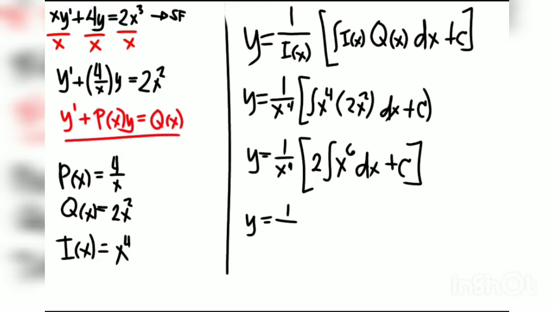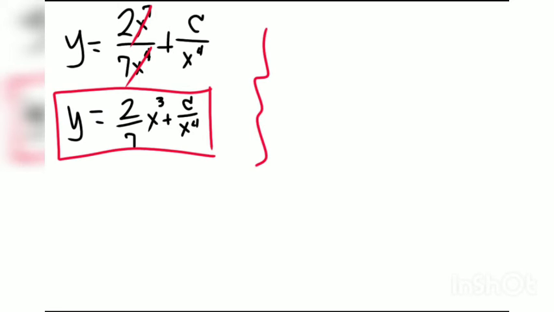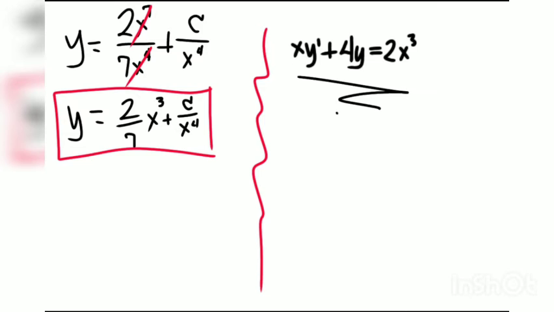And then we will integrate x raised to 6, which would give us 1 over x raised to 4 times 2 times x raised to 7 over 7 plus c. We have to simplify this and multiply everything by 1 over x raised to 4, and that would give us y equals 2x raised to 7 over 7x raised to 4 plus c over x raised to 4. And we have our final answer, or the general solution, which is 2 over 7 x raised to 3 plus c over x raised to 4. And this is the general solution of x y prime plus 4y equals 2x cubed.